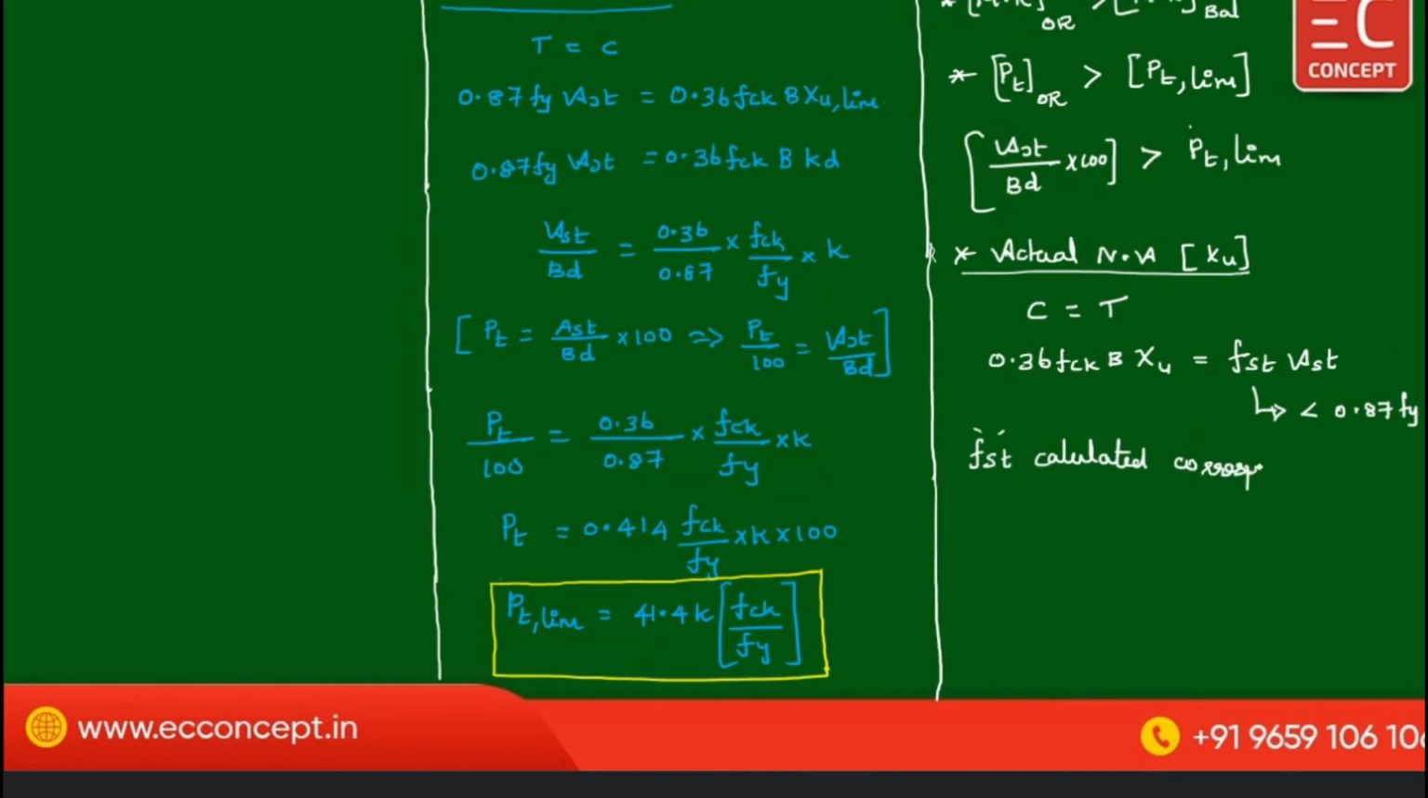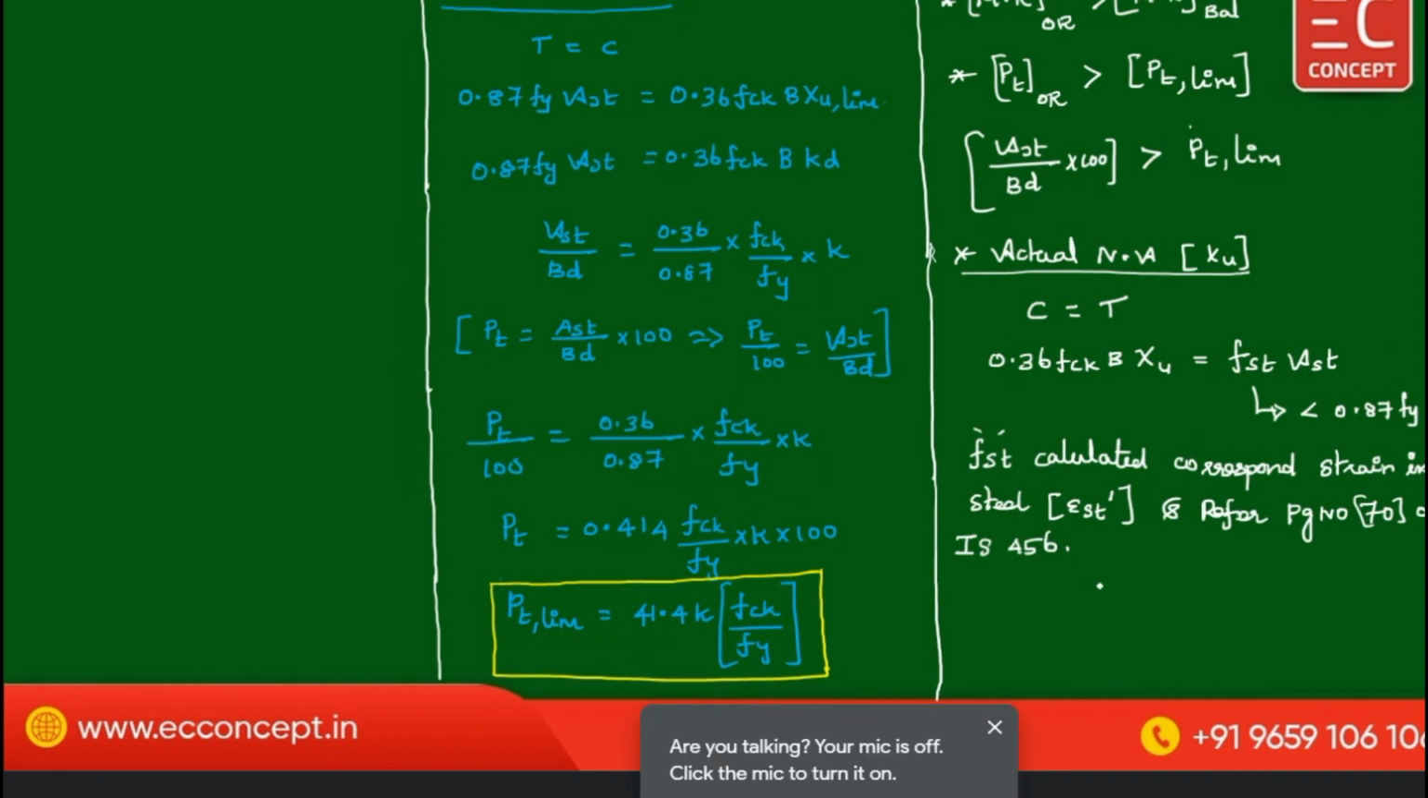We need the corresponding strain in steel. What is the strain in steel? Epsilon ST. Refer to page number 70 of IS 456, and from that you will get it. Now, how can you calculate epsilon ST? By using the similar triangle principle.